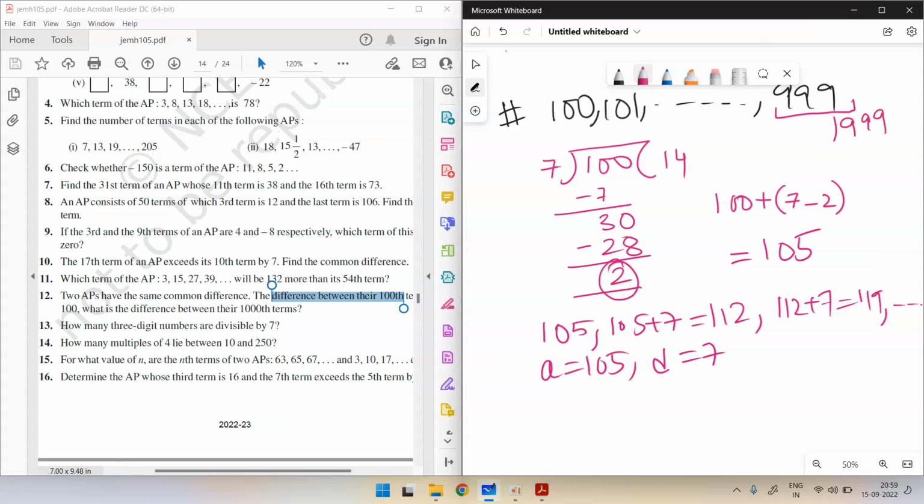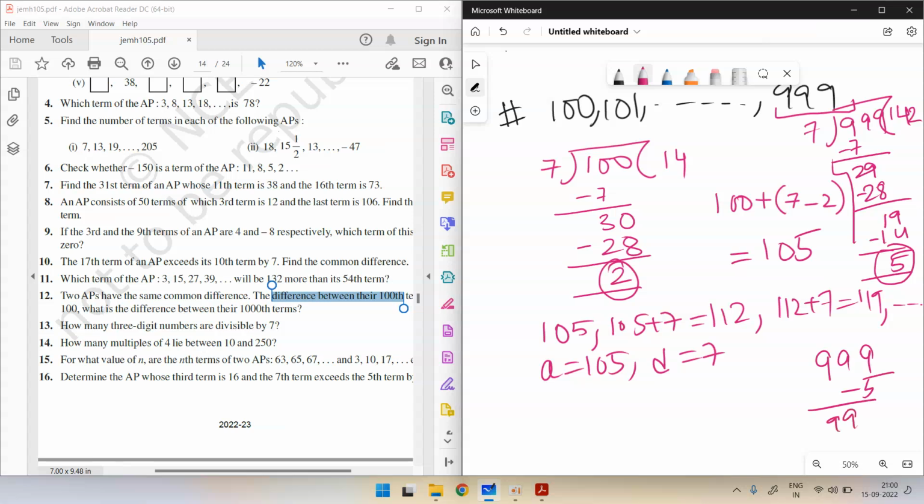If you check this divisibility, 7 times 14 is 98, and 999 is the largest 3-digit number, but 999 divided by 7 leaves remainder 5. So there is no more term greater than 999 as a 3-digit number. If you subtract 5 from 999, that gives my last 3-digit number divisible by 7, which is 994.